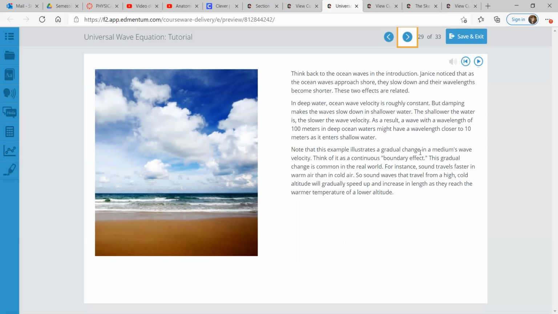So for instance, sound travels faster in warm air than in cold air. So sound waves that travel from a high, cold altitude will gradually speed up and increase in length as they reach the warmer temperature of a lower altitude.